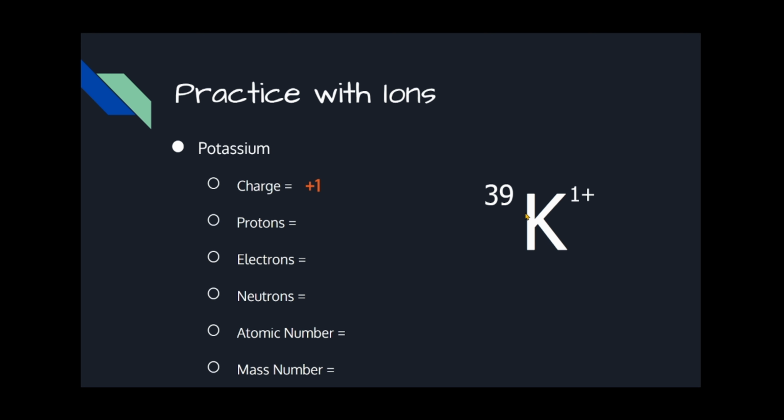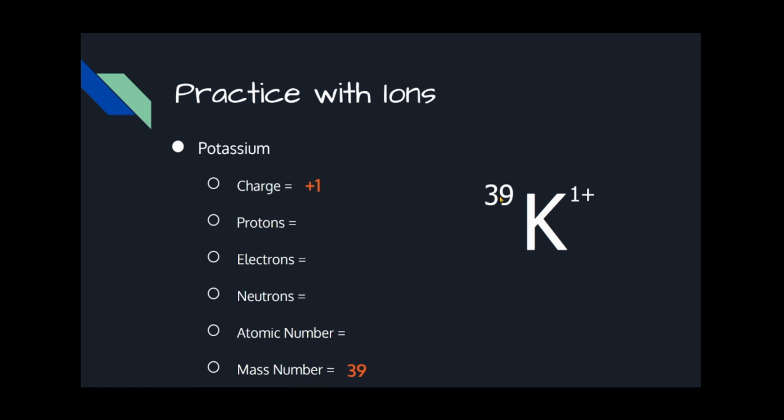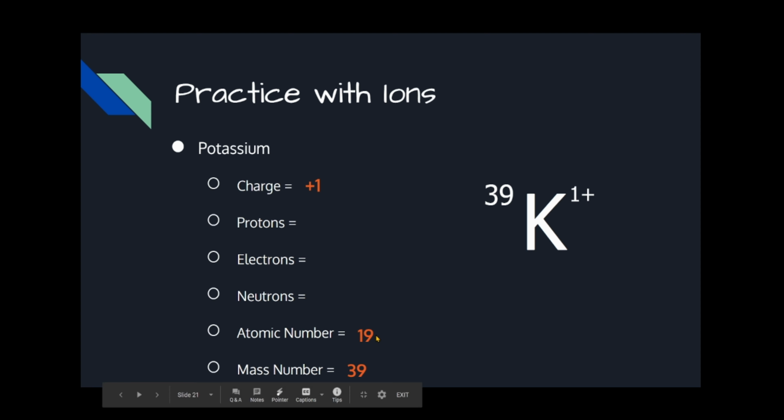Okay, now that I have my charge, the next thing I'm going to do is take this number in the top left corner. That's my mass number, and I'm going to fill that in here, 39. Now to fill in the rest of this, just like I did with the uranium example just recently, I have to look up what K is on the periodic table and find the atomic number for element K. K is the symbol for potassium. And so I look at potassium on the periodic table and I find that my atomic number is 19.